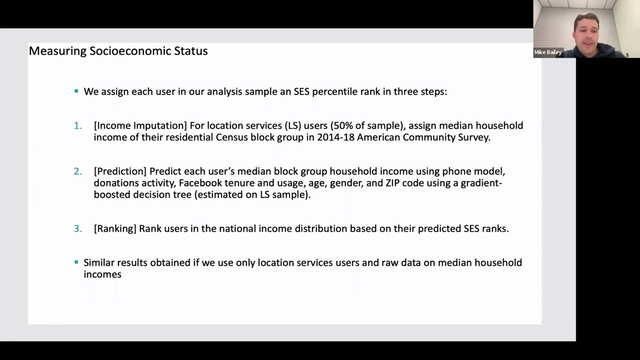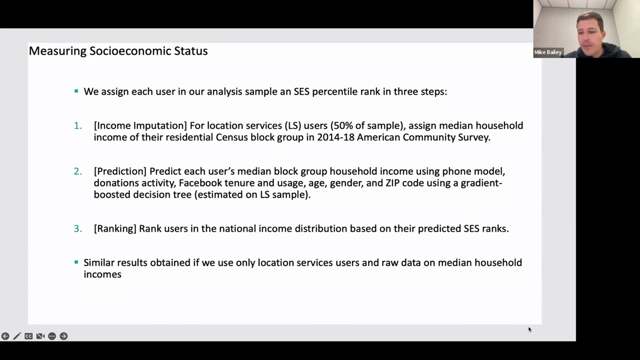So at a high level, for some users, we had very granular home location. We then matched that to data on the income for people who live in that location. And then we used that to train a model for the rest of the Facebook sample. And that got us an SCS rank from 1 to 100 for everyone in the sample.